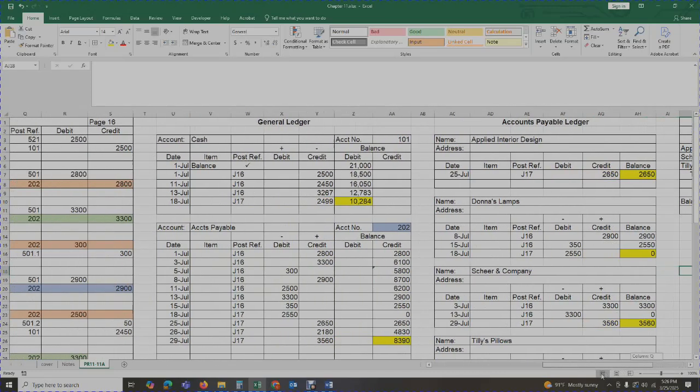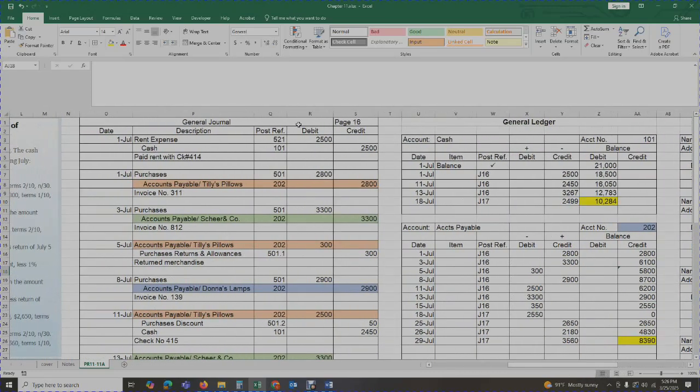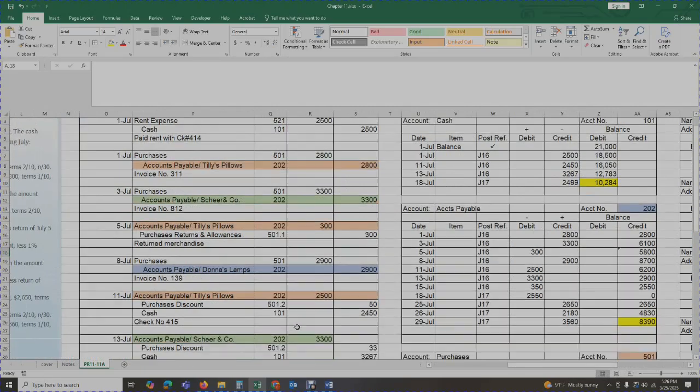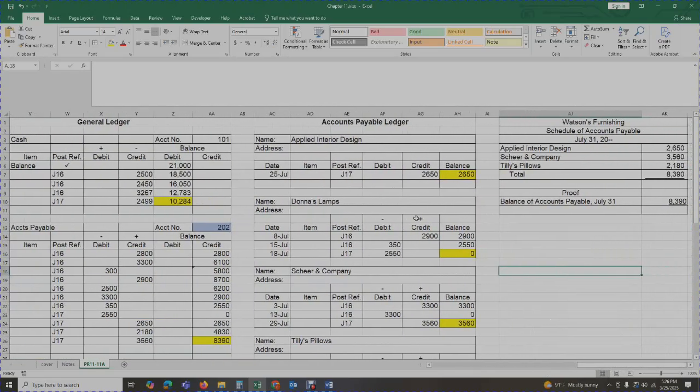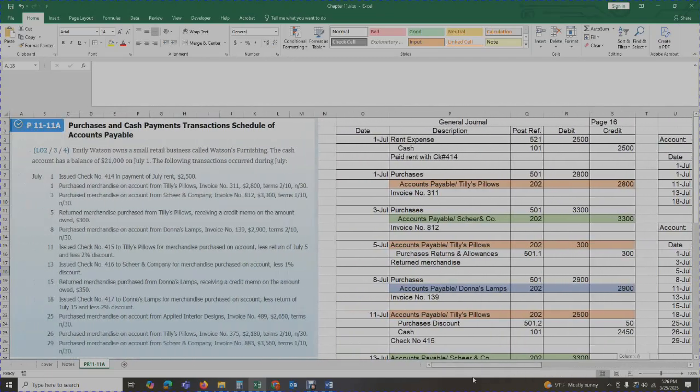So this is a long problem. You're going to have to be really fast at doing your journal entries. You're going to have to pick up your speed on calculating your ending balances on your ledgers so you can be able to prepare your accounts payable ledger and then ultimately your schedule of accounts payable. So this problem gives you a glimpse of a little bit of everything: your journal, your ledger, your accounts payable subsidiary ledger, and your schedule of accounts payable. Okay. So I hope that this lecture is of use to you.